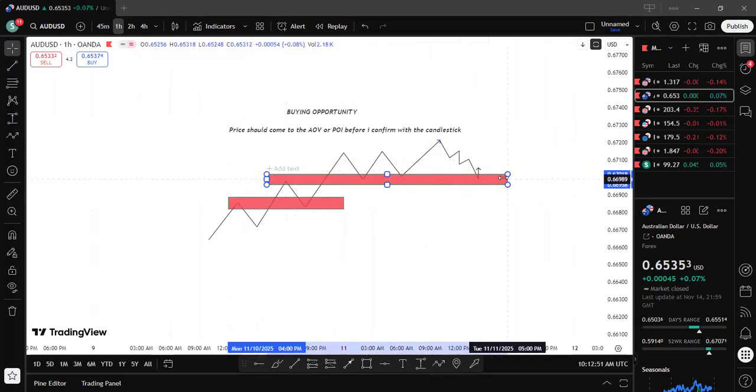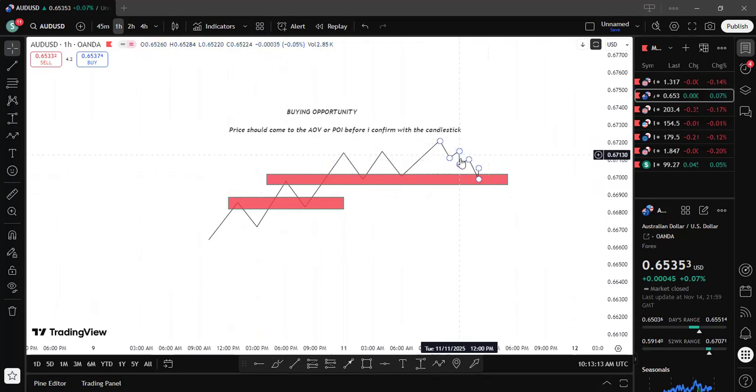So what we'll be looking for is that as the price goes up, a candlestick should form. One of the candlesticks we are going to learn should form here at that area of value, which is a support zone, before we can confirm with the candlestick to go long.